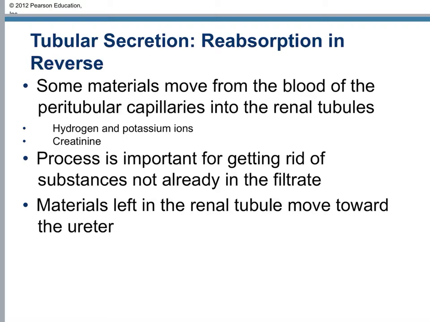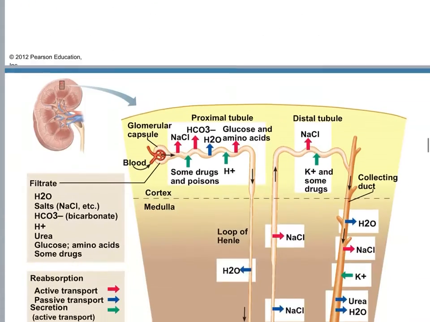Reabsorption in reverse is secretion. What does your body put into the tubules? Some materials move from the blood into the tubules, such as hydrogen and potassium ions and creatinine. This process is important for getting rid of substances not already in the filtrate. Creatinine is bigger than your proteins, so it's not filtered out, but you still want to get rid of it, so you secrete it into the tubules directly. Materials that are left in the tubule at the collecting duct then get moved toward the ureter.